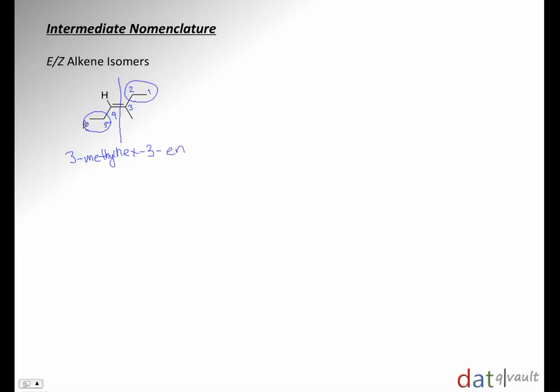So now we see which side of the double bond these substituents lie on. These substituents lie on opposite sides of the double bond, the ethyl group on the top and this ethyl group on the bottom. So when they're on opposite sides of the double bond, they get the E configuration. So the full name of this molecule is going to be E-3-methylhex-3-ene.